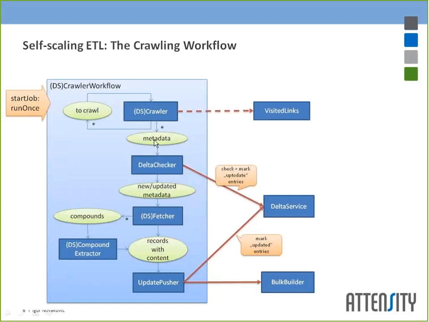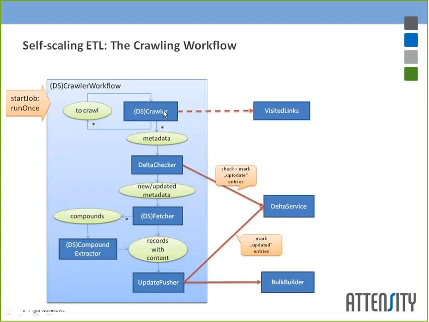Therefore, we have two different buckets. The one is generally called, represented here, metadata, and the second one is to crawl. Metadata gets all the crawled records with their metadata, and to crawl is just a bucket where we have the list of IDs, the record IDs that need to be crawled, so to say.